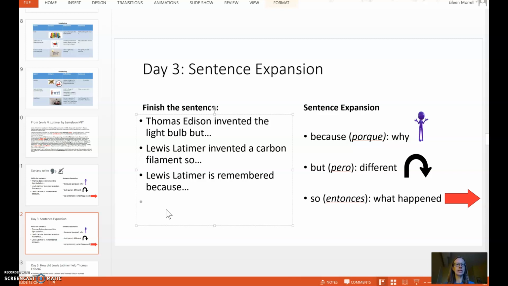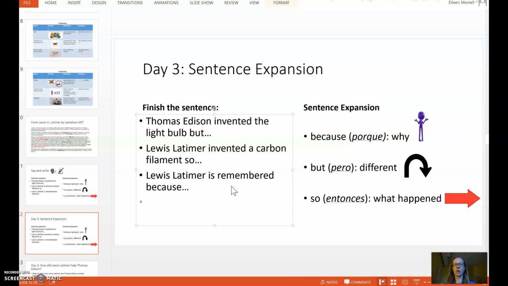Yesterday we read the text again and we were thinking about these three things. Thomas Edison invented the light bulb, but. Latimer invented a carbon filament, so. Latimer is remembered because. Today I'm going to show you how I expand these sentences. You should have already written the rest of the sentence with your ideas. If you didn't yet, please pause the video here and write your own sentences before you see mine.